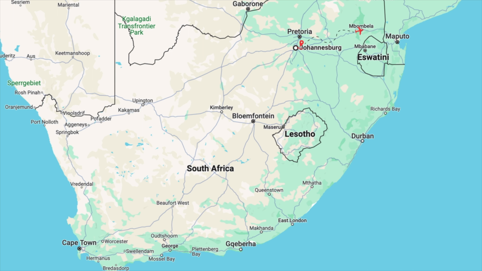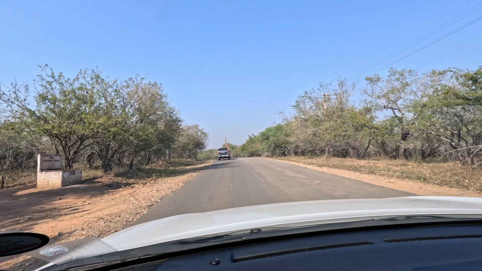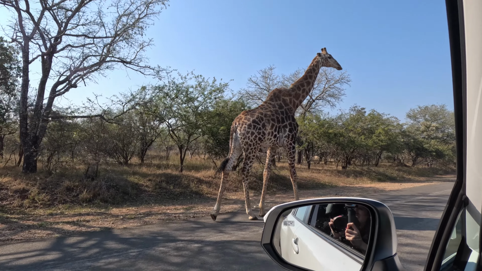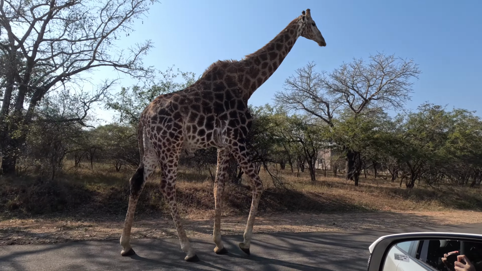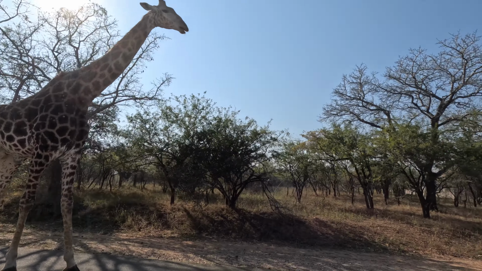Just to remind you, our route started in Johannesburg, then we flew to Mbombela, hired a car, drove around Panorama Route, Kruger National Park, and drove to Eswatini, where we stayed overnight. Then we flew to Cape Town and drove around Cape Town as well. In Eswatini, we stayed for a full day and a night before driving back to South Africa. And here's how it went.